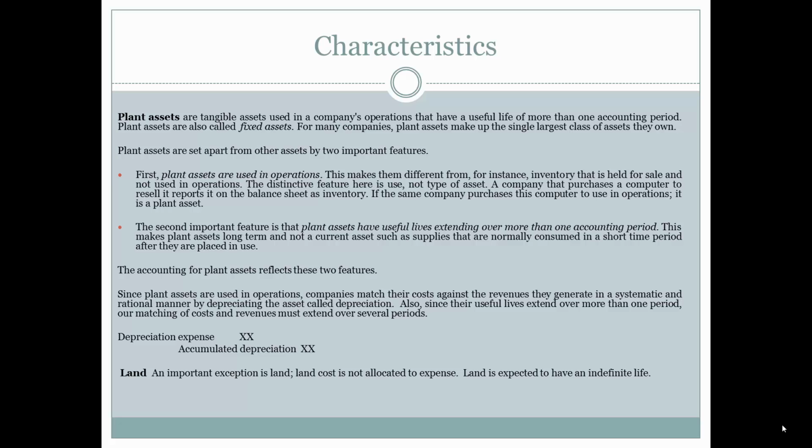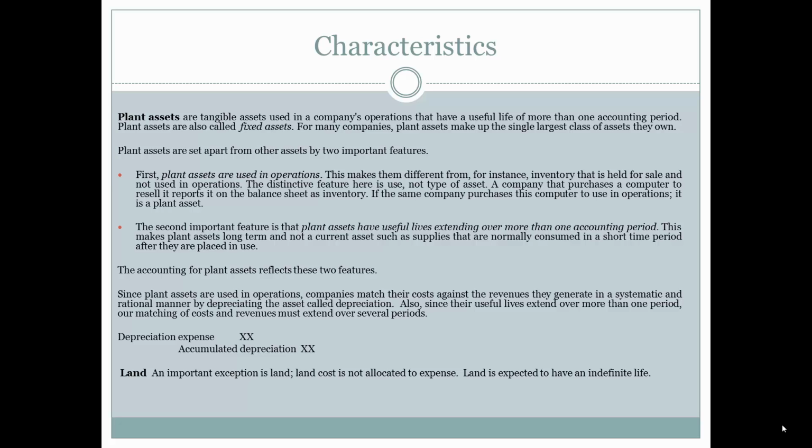Plant assets are tangible, meaning they can be touched. They're used in a company's operations. They have a useful life of more than one accounting period. They're often called fixed assets. For many companies, these plant assets make up the single largest class of the assets they own.